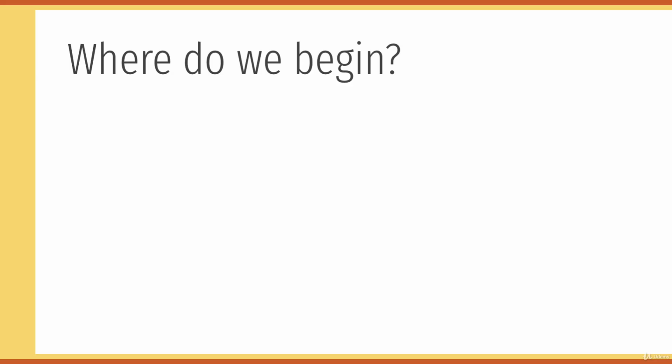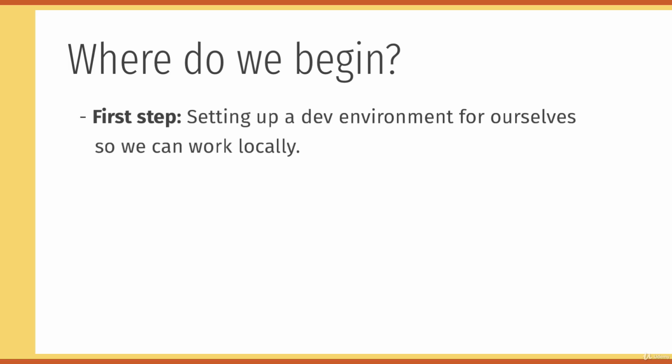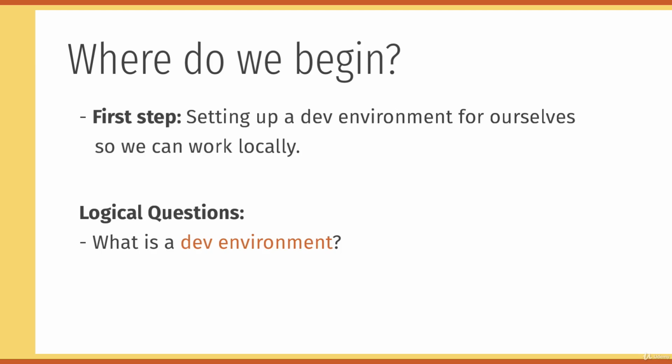Whenever I'm helping someone learn WordPress development, I always say that our first priority should be setting up a dev environment for ourselves so that we can work locally. Now don't worry, I do not expect you to know what that means. In order to explain, let's ask ourselves two new questions. What in the world is a dev environment? And what does working locally mean?